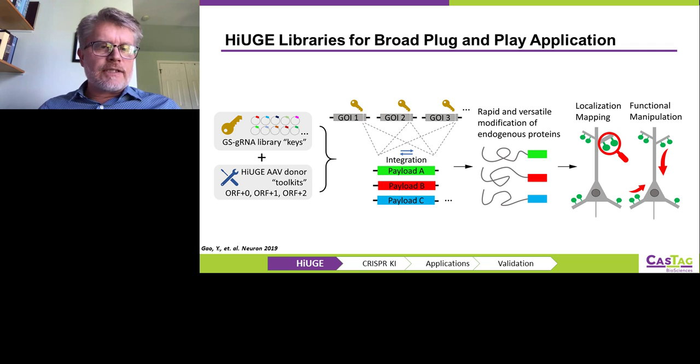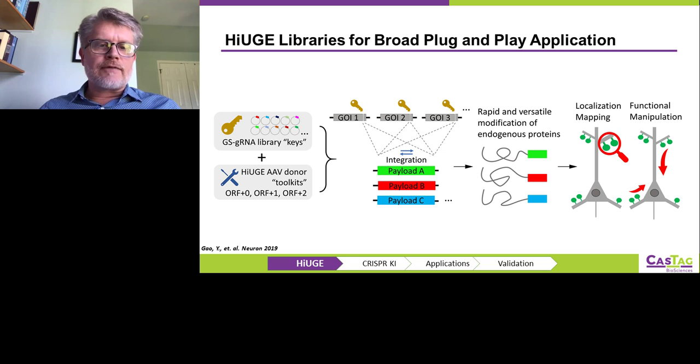So the upside of this is that instead of having to specify unique donor vectors for each payload and for each gene of interest, we can at large scale generate libraries of gene-specific guide RNA targeting vectors to your genes of interest, to label your proteins of interest, and then combine that with pre-made payloads. And these payloads are essentially plug and play.